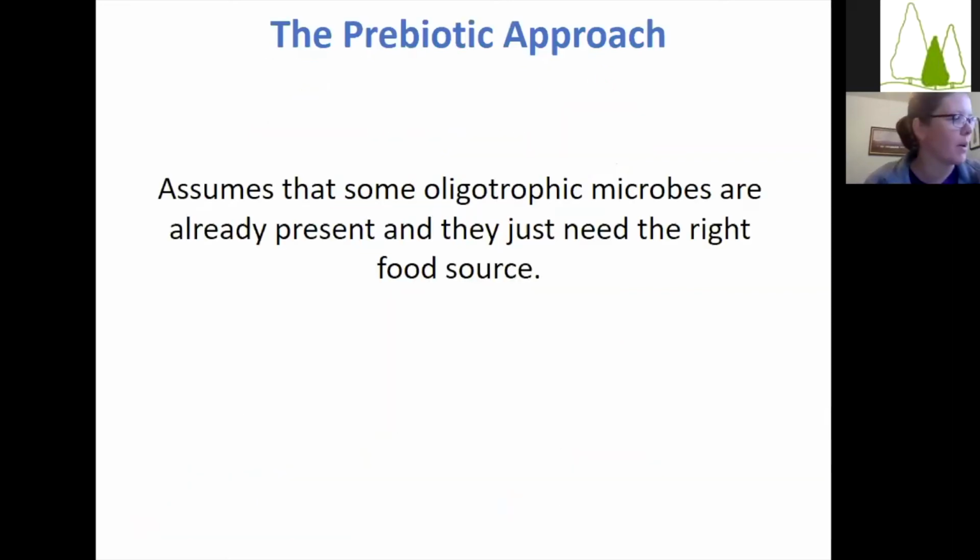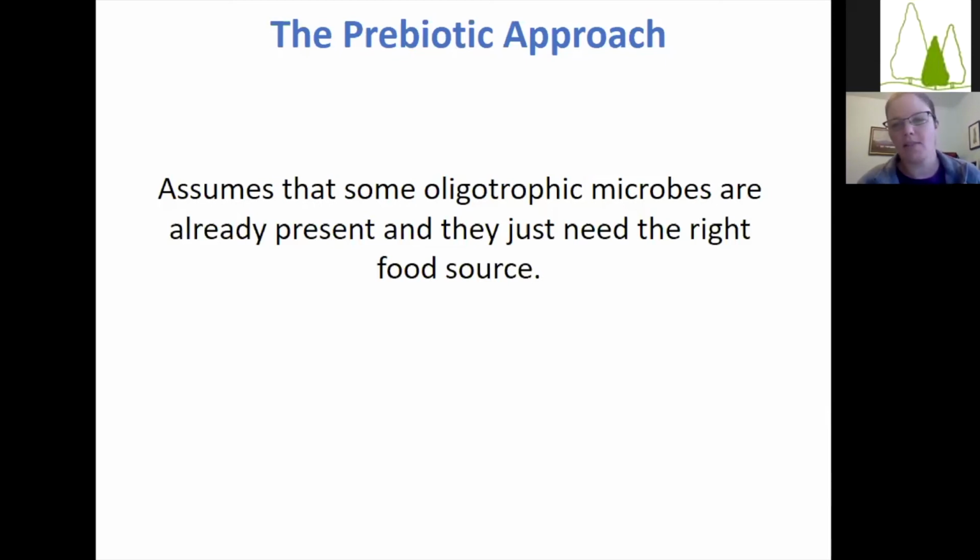So the prebiotic approach, this fiber approach, is going to assume that some oligotrophic microbes are already present in the agricultural soil, and they're just in low abundance and they need the right food source. And one cool thing that microorganisms can do is either they survive in very low abundances in some cases and then can flourish when the right food source is present, or they can become dormant and stay in that dormant state until conditions become right for them to be competitively at an advantage.